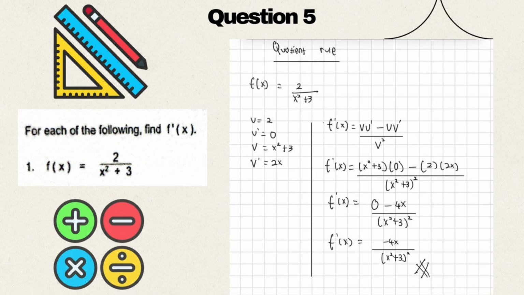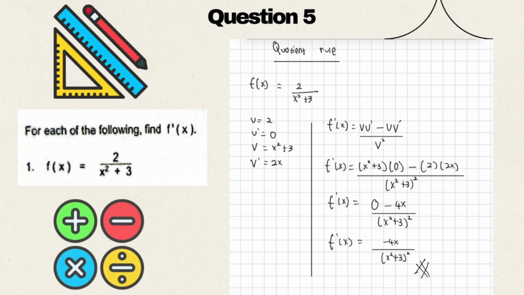Okay, just like we did before, let's list out our components clearly to prevent any simple arithmetic errors. Our numerator is u equal to 2. Since 2 is a constant, its derivative is simply u prime equal to 0. For our denominator, v equal to x squared plus 3. Using the power rule, the derivative of x squared is 2x and the derivative of 3 is 0, so v prime equal to 2x.